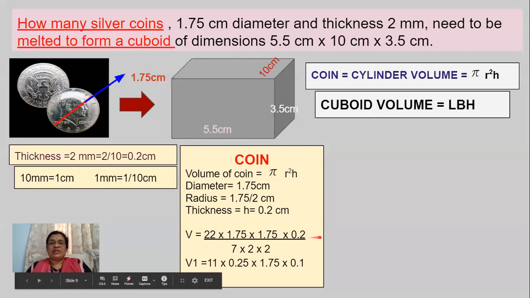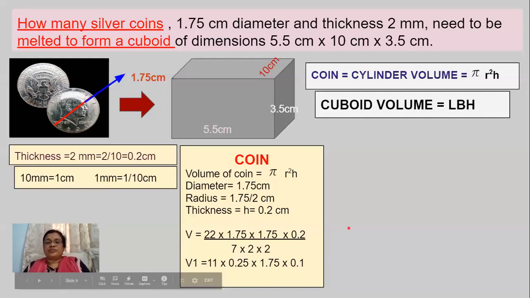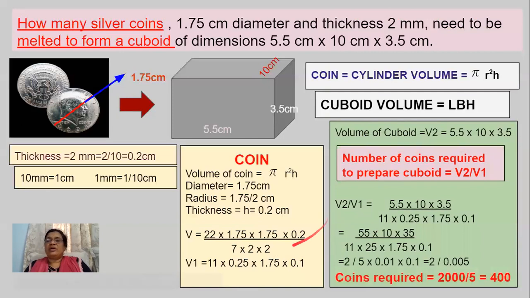These two will cancel with this 2, and 0.1 is here. This 7 also will cancel with this 7: 7 twos are 14 and 3 remains, 7 fives are 35. When 7 cancels with this, you'll get this. When 2 cancels with this, you'll get 11. When this 2 cancels with this, you'll get 0.1. So this is the V1 value, and we'll find the cuboid volume simultaneously.